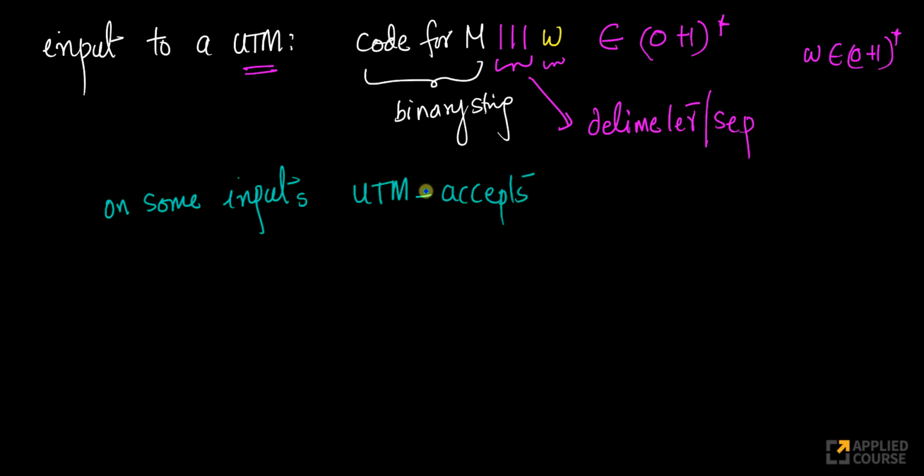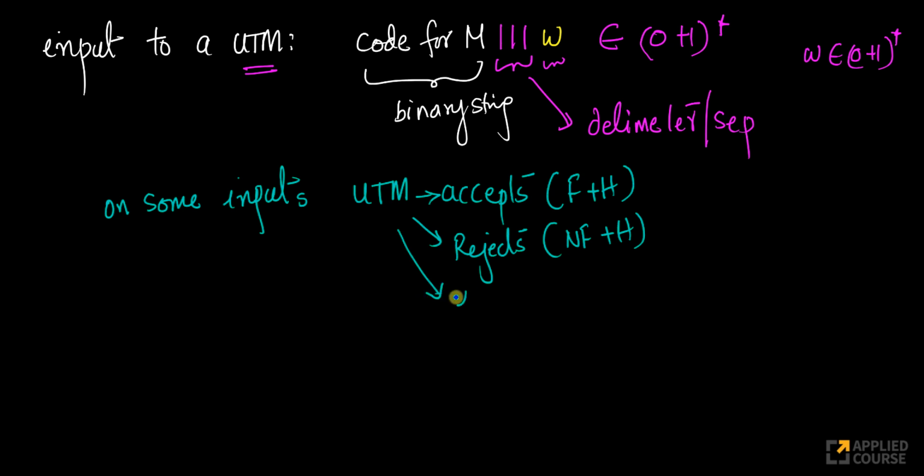On others, because at the end of the day, a UTM is also a TM, right? For some, it accepts and halts. Accepts basically means final state plus halt. That's what accept basically means. Or it rejects. There is another possibility. It rejects, which means non-final state plus halt, or it goes into an infinite loop.